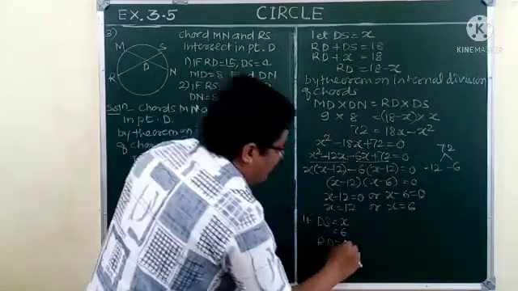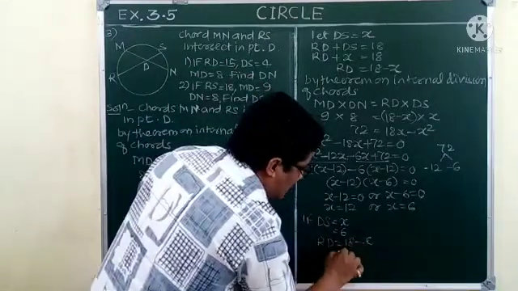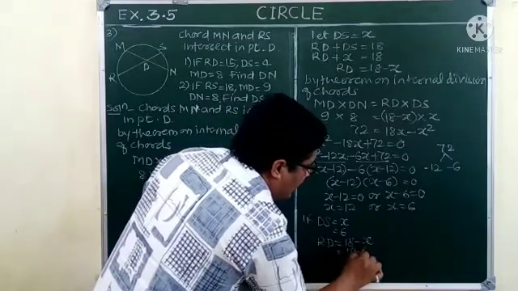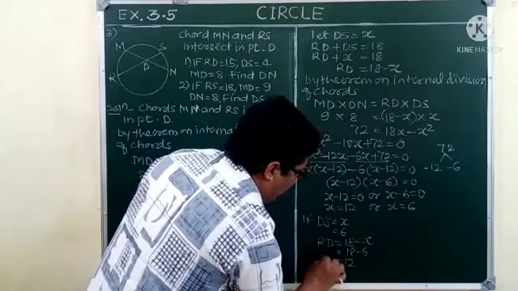RD will be 18 minus x, that is 18 minus 6 is equal to 12.